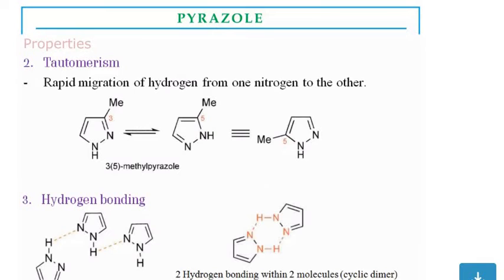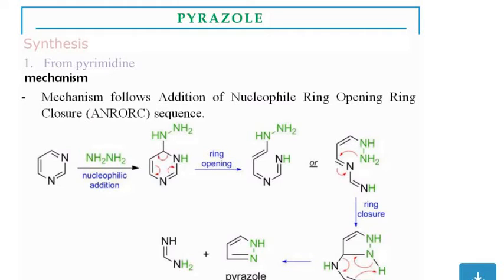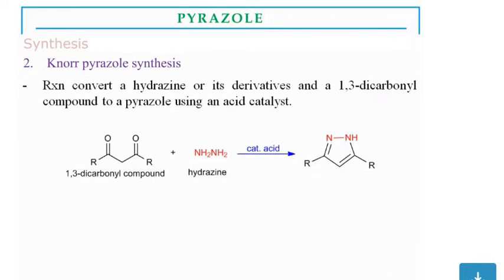Here you can see the tautomerism of pyrazoles, with hydrogen bonding, intermolecular and intramolecular. You can see the synthesis: pyrimidine gives the pyrazole after ring contraction. Look at these mechanisms, how ring contraction occurs, oxazole is forming, and binucleophilic addition, ring opening, and then ring closure.